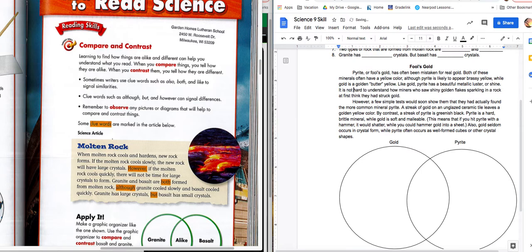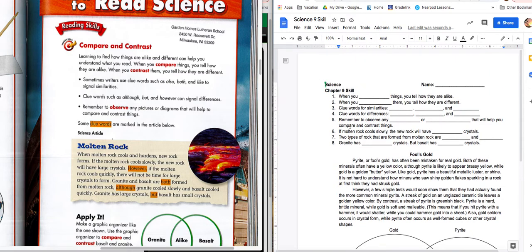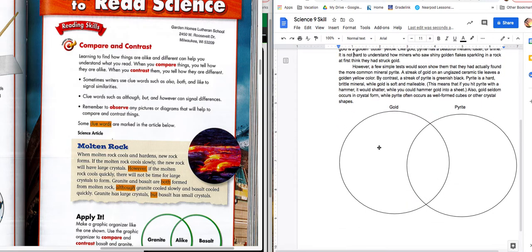There you go. Now you got your extra credit up here. Mr. Bauer had to add the word not in because it's not hard to understand. In other words, I look at that and I say, ooh, it's shiny, it's gold, and really it's pyrite. Let's see how we can figure that out. However, a few tests would soon show them that they had actually found the more common mineral pyrite.